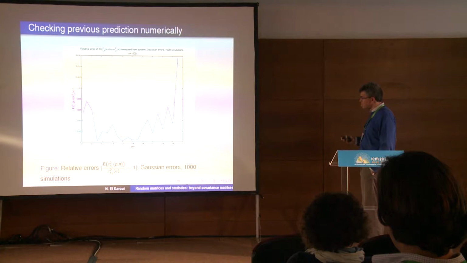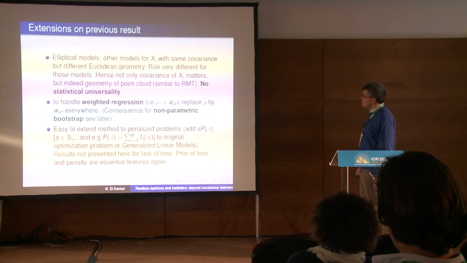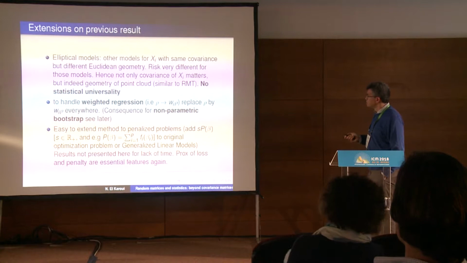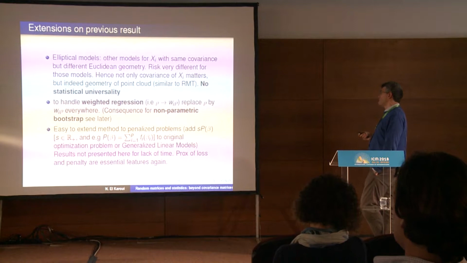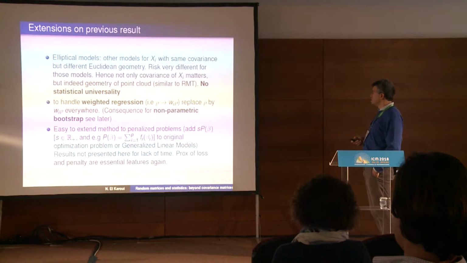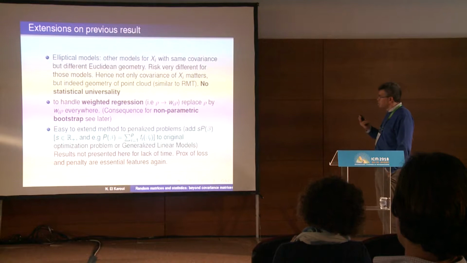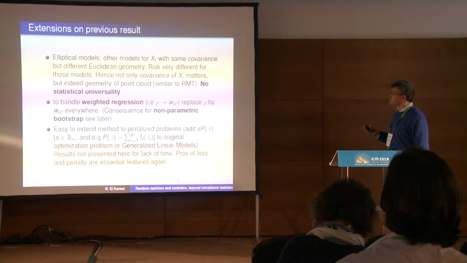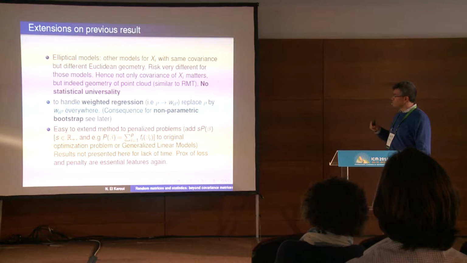Extensions on that, we could work with elliptical models. To be quick, these are models for Xi, the design, with the same covariance, but a very different Euclidean geometry. Then the risk is very different for those models. The system is very different, and optimality is not the same. What that tells us is that the geometry of the point cloud is very important to understand the risk behavior. So that's similar to random matrix theory. In particular, there is no statistical universality. Changing the distribution of the entries from Gaussian to something else, in general, you have universality there, but statistically, it's not very meaningful.